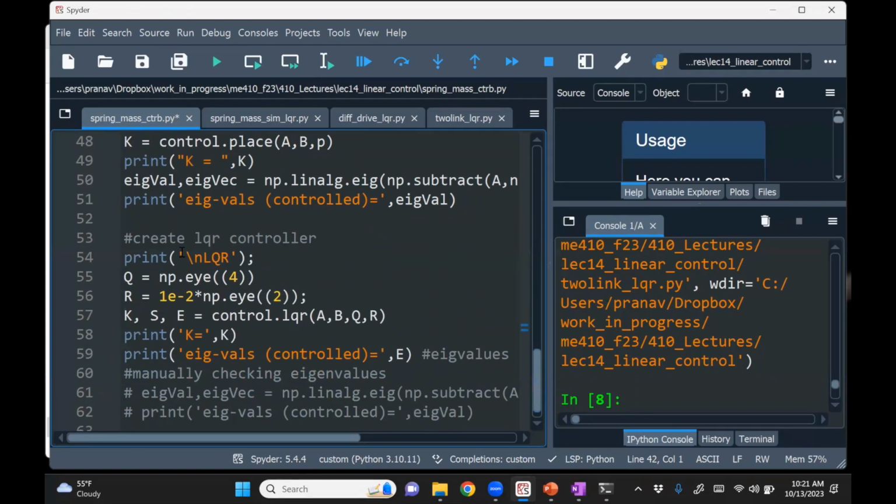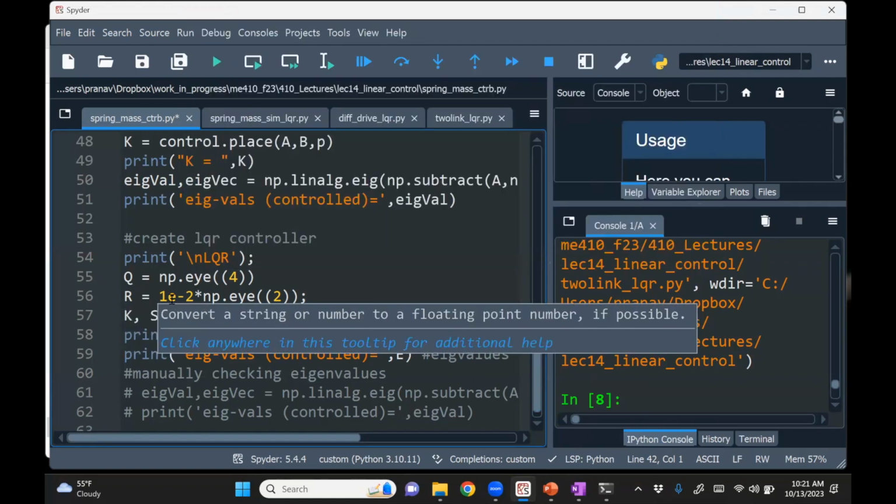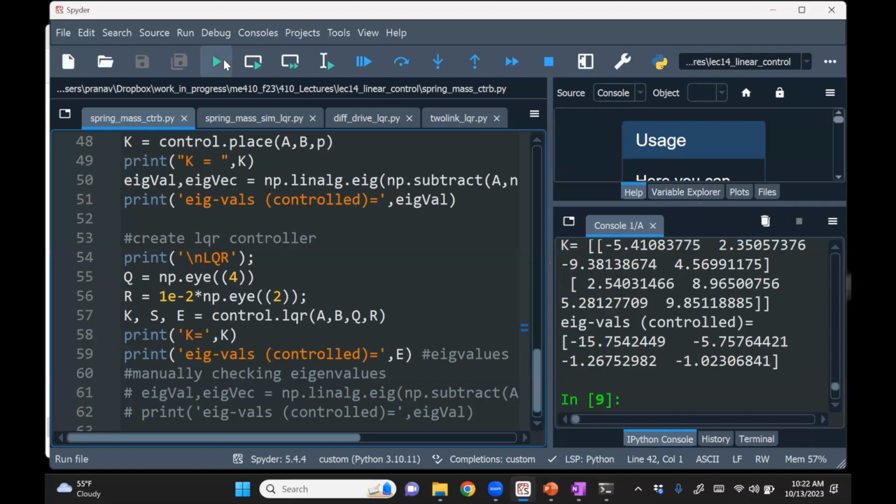Then it does an LQR. It chooses Q as I, same as what I wrote in the notes. Here, R is rho. Rho was 1e-2 times I. Same thing I wrote in the notes. It computes gain K and then eigenvalues of the closed system. So I'll run this, and I'll do all these calculations in one shot.